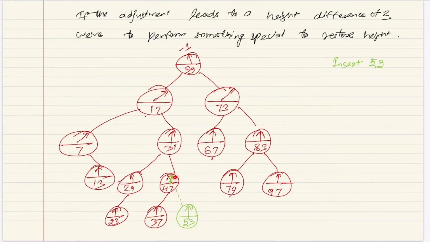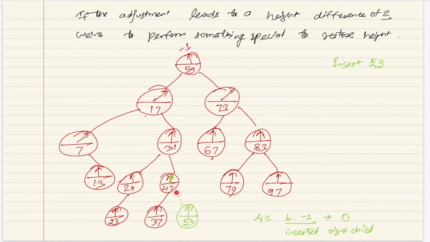So actually this is also a bit involved, you see. You have to check for 47, what was the balance factor? It was -1. Now you inserted a right child, so that means HR will increase, so the balance factor will become 0. But the case could have been that this does not have a left child. So what would have happened?